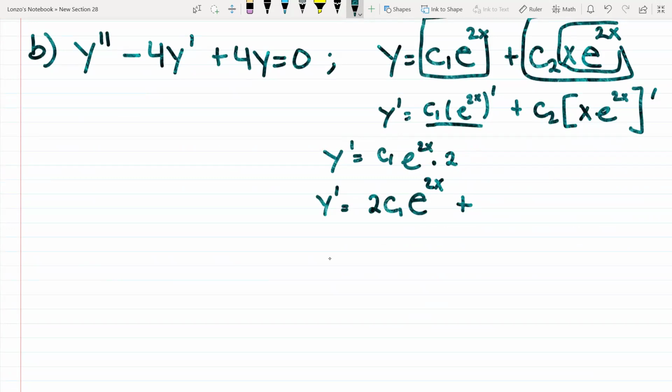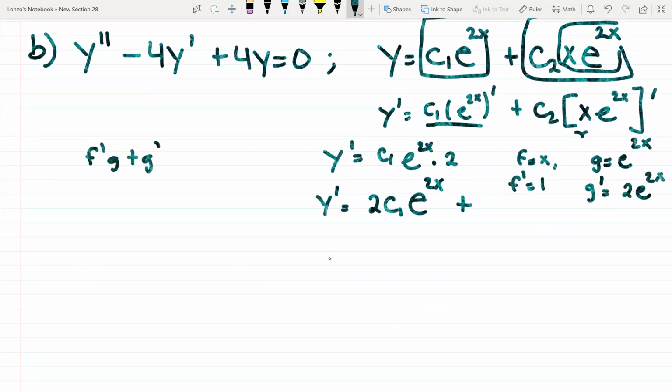So what's our f and our g? So my f is x, and my g is e to the 2x. F prime is 1. G prime is, the derivative of e to the 2x is 2e to the 2x. Okay? So if you recall, product rule is f prime of g plus g prime of f.